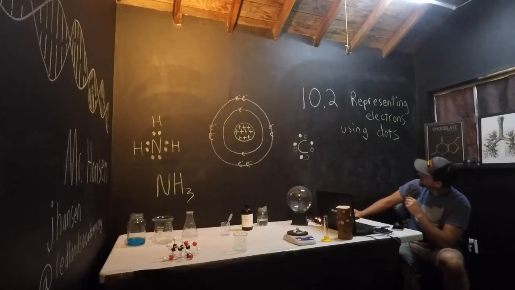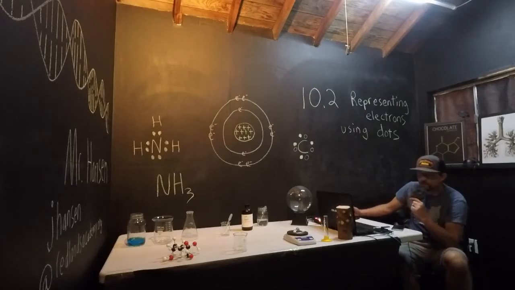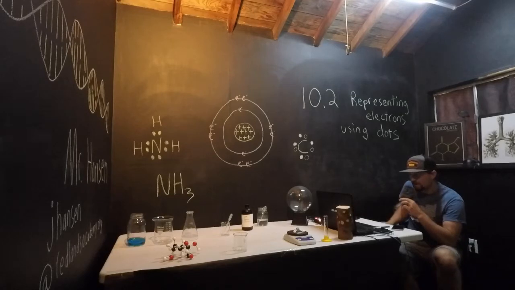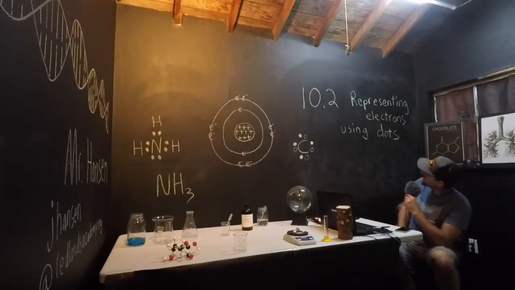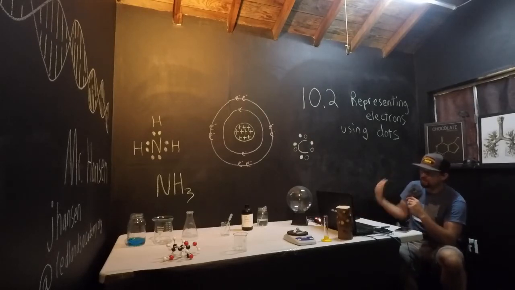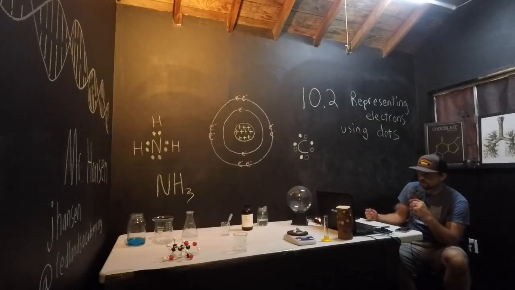This is actually the beginning of chapter 10. We're just going to go through 10.1, which is the introduction, and 10.2, which is going to go over how to represent electrons using dots. We're going to use dots this whole chapter, so it's a good idea to go ahead and get used to these dots.